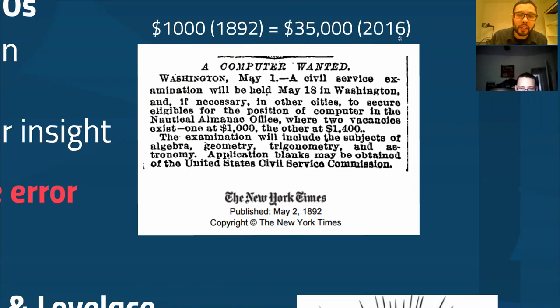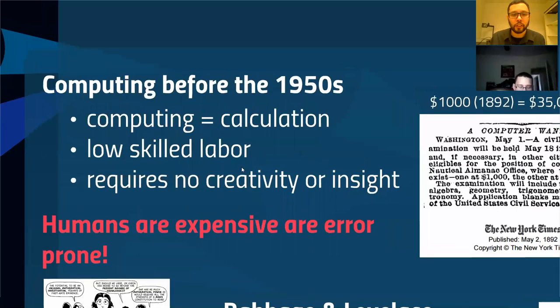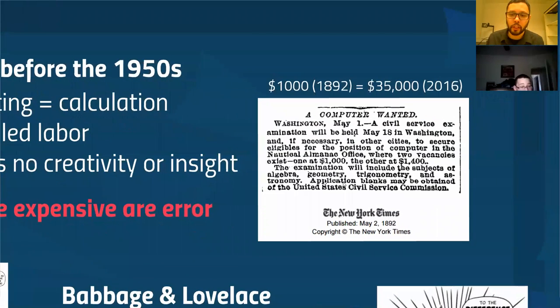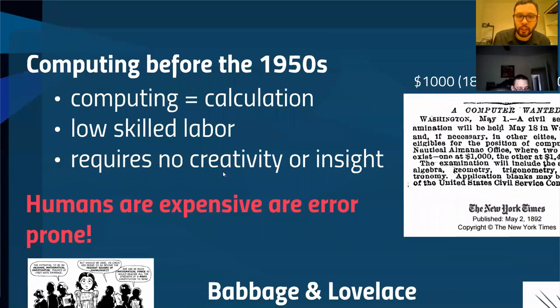So computation back in the 1800s, before the 1950s, was understood as this kind of job, sort of low-skill labor. And in particular, that computation requires no creativity or insight, right? So if I'm balancing the books for some company, I don't need to understand what those numbers mean. I don't need to understand if it's good for the company or bad for the company. All I really need to understand is how to add those numbers together, what they sum to. It's a simple procedure that I don't need any other insight in order to execute. So computation was understood as the kind of thing that a human being can do that requires no creativity or insight.